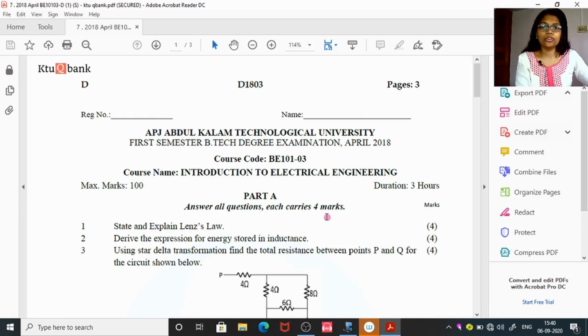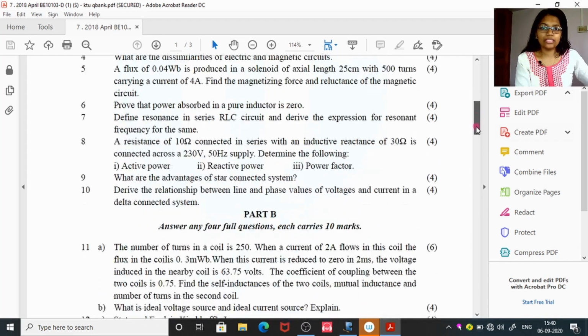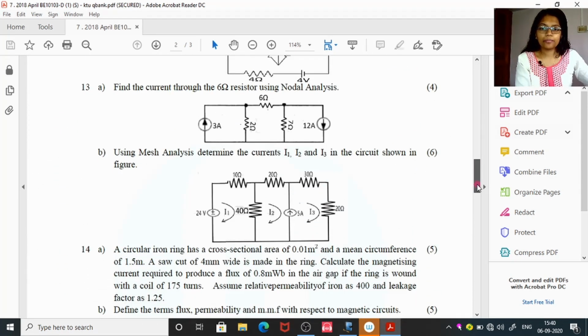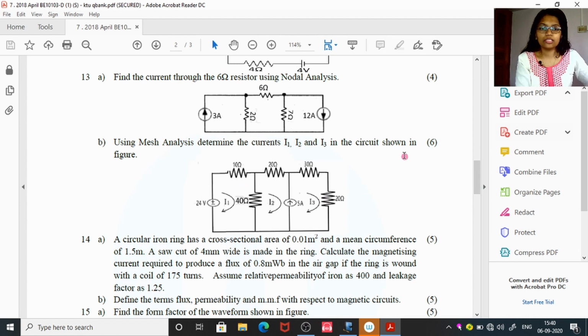So let us continue doing electrical question paper. Today we will be discussing mesh analysis. Okay, this is the question which is carrying 6 marks. Using mesh analysis, determine the currents I1, I2 and I3 in the circuit shown in the figure.